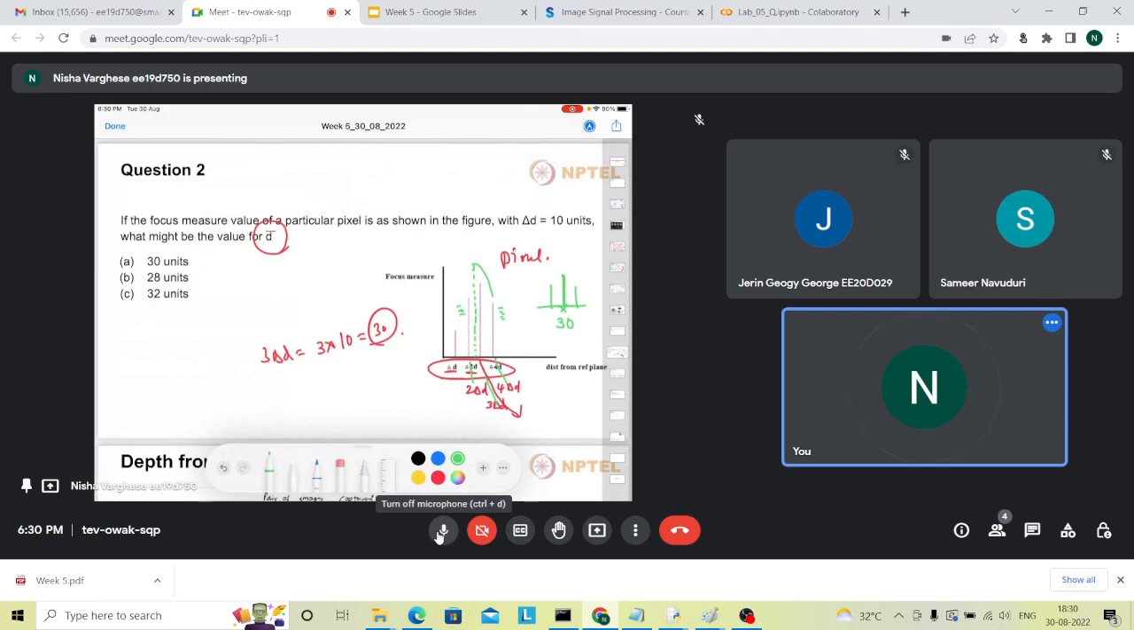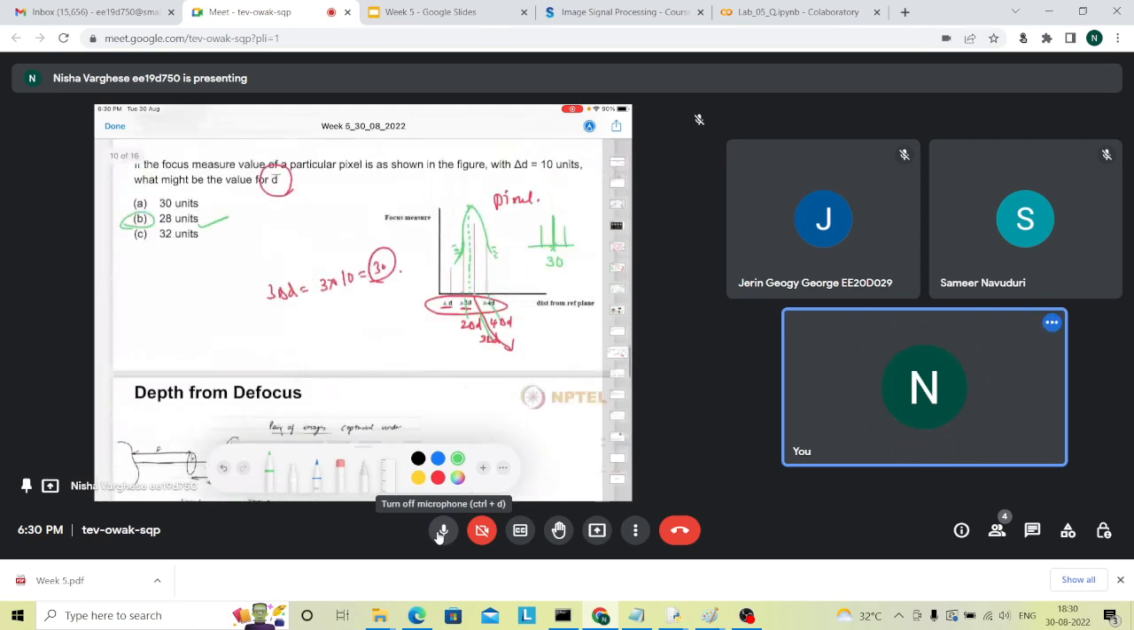Then we can draw a symmetric line here like this, and this value is 30 only and this value is 20. So in between the value will be 28. So the only value between 20 and 30 is 28. So the answer will be 28 units. So it is not from a calculation, it is by observation only. Okay.